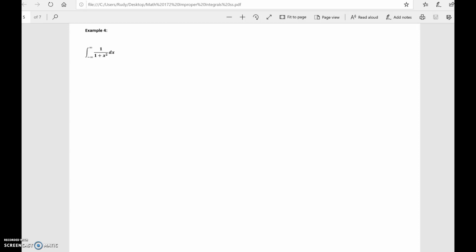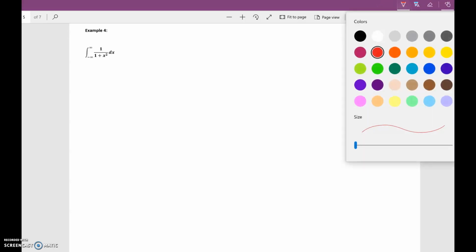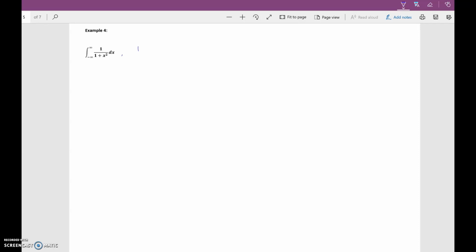Hi class, let's take a look at example 4. In example 4, the graph is not a very common one, but you might have seen it. So let me just start by saying, let f of x equal 1 over 1 plus x squared. And the first aspect that you could recognize from this one is that it has y-axis symmetry.